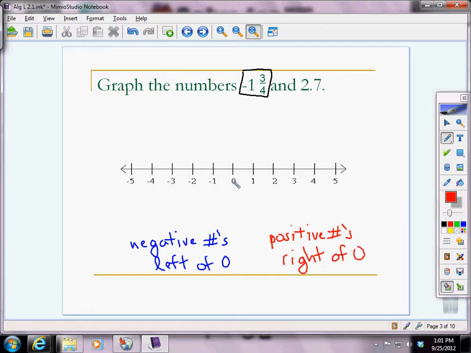Okay. 0 again is special. 0 is neither positive nor negative. Okay, it's smack dab in the middle of our number line. So again, if we wanted to graph a -1 3/4, we go to -1 and then we go 3/4 the way over. So maybe right in here.